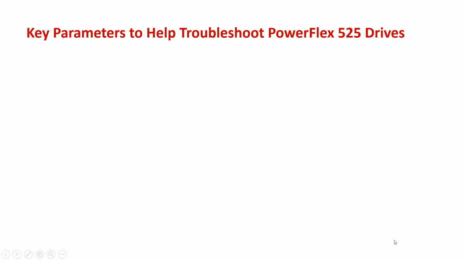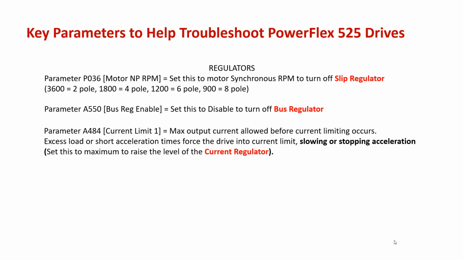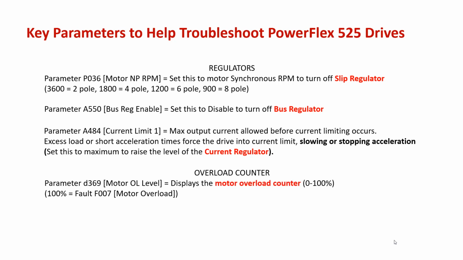Another group of parameters to help troubleshoot a PowerFlex 525 drive are the regulators. Parameter 36 is the RPM of the motor. This is on the slip regulator, and then we'll talk about parameter 550, the bus regulator, enable it and disable it. And then 484 is the current regulator, and we'll show some adjustments on that. And then last would be the overload counter, which is parameter 369.